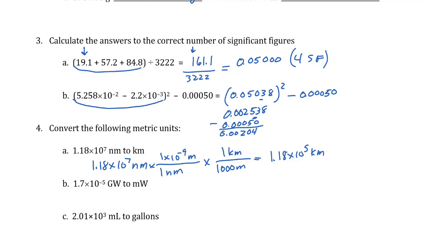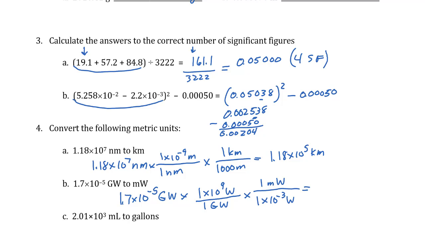For the next problem, it's gigawatts to milliwatts. Again, I don't know a direct conversion, so I'll start by converting gigawatts to watts. Once I know the number of watts, I can convert to milliwatts. And that should give an answer of 1.7 times 10 to the 7th milliwatts.